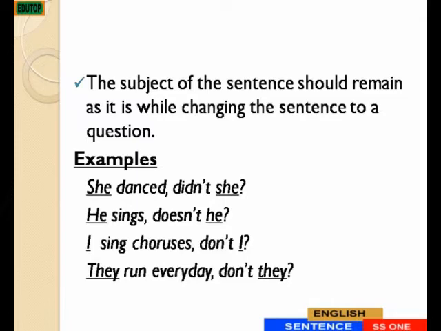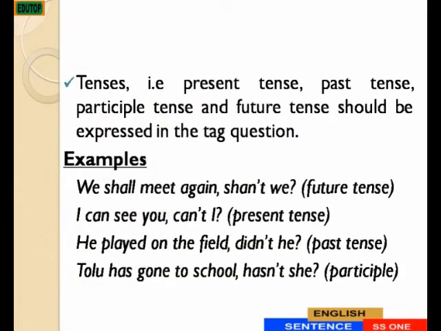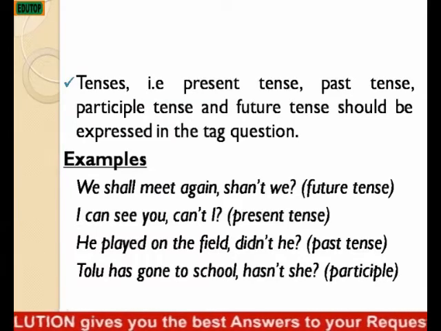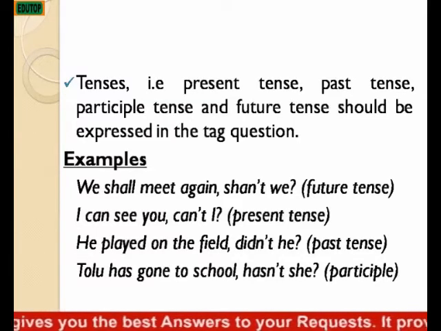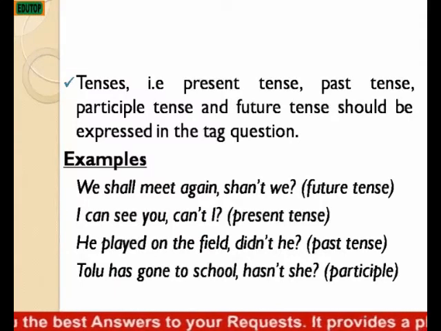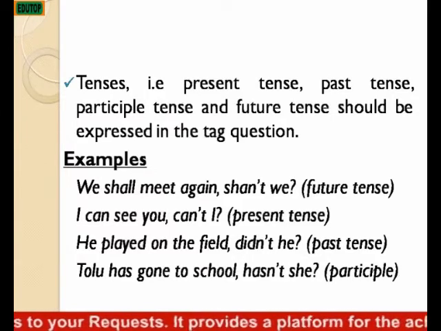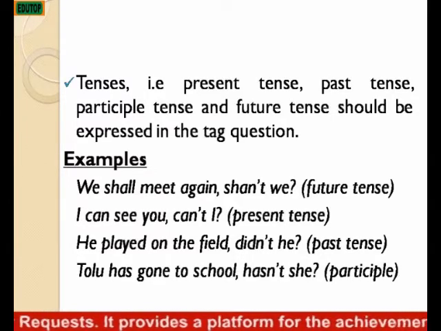He sings. Doesn't he? I sing choruses. Don't I? They run every day. Don't they? The underlined words in the examples are the subject of the sentences, and they remain in the question tag. Then, in question tags, tenses like present tense, past tense, participle, and future tenses should be expressed in the question tag. Examples: we shall meet again. Shan't we? The statement is expressing future tense, so we have the question tag too in future tense.